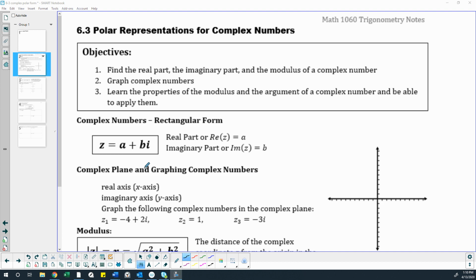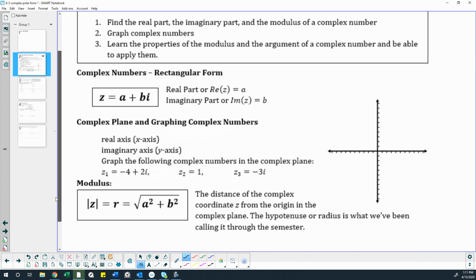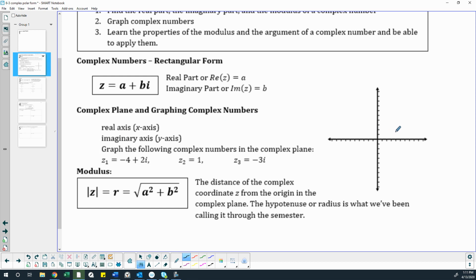Okay. So here's a complex number. If you don't remember this from Math 1050, our complex number is being labeled with the variable z for some weird reason. And then the real part of it is represented by a, and the imaginary part is represented by b. So we might see this notation where Re(z) means the real part of the complex number, and Im(z) is asking us for the imaginary part of the complex number.